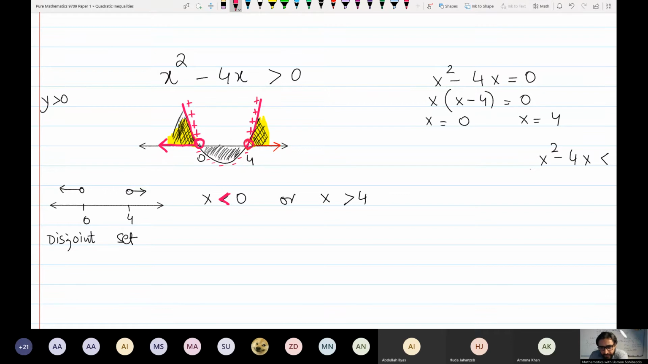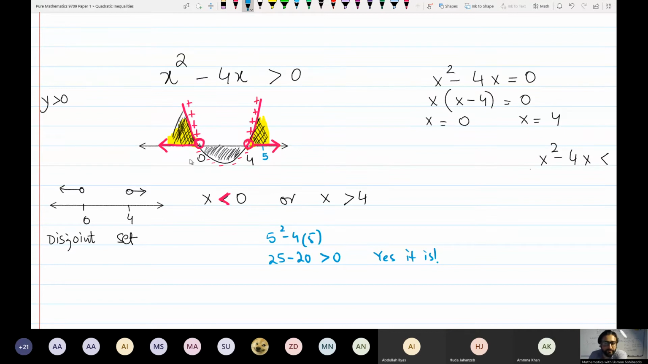How do I indicate the right side? Because every value of x which is larger than 4 will get you positive results. Take any example. Take 5. Put the 5 here. 5 squared minus 4 times 5. That's 25 minus 20. Is it greater than 0? Yes, it is. So x had to be larger than 4.